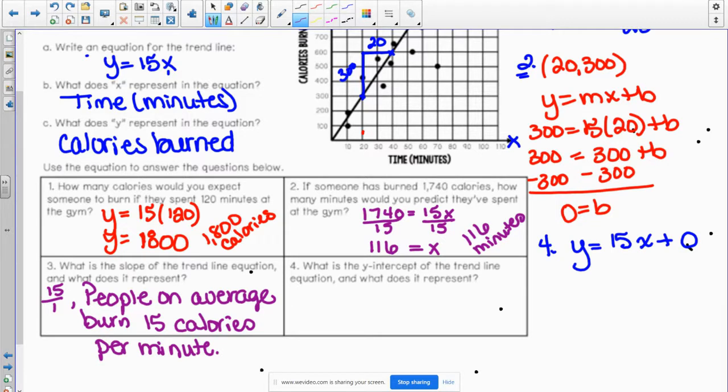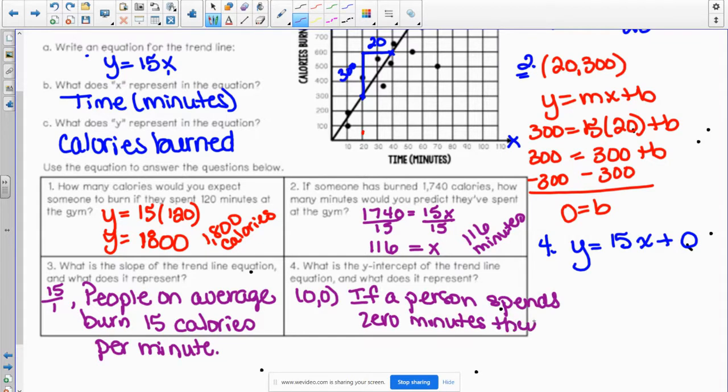Okay, other side, what does the y-intercept mean? Well, first of all, the y-intercept is 0, 0. And then what does it represent? Well, 0 is my x, which is minutes, and y is my calories, which in this case is 0, which makes total sense. If I spend 0 minutes, which is your x, at the gym, they are going to burn, of course, 0 calories, which is my y here.